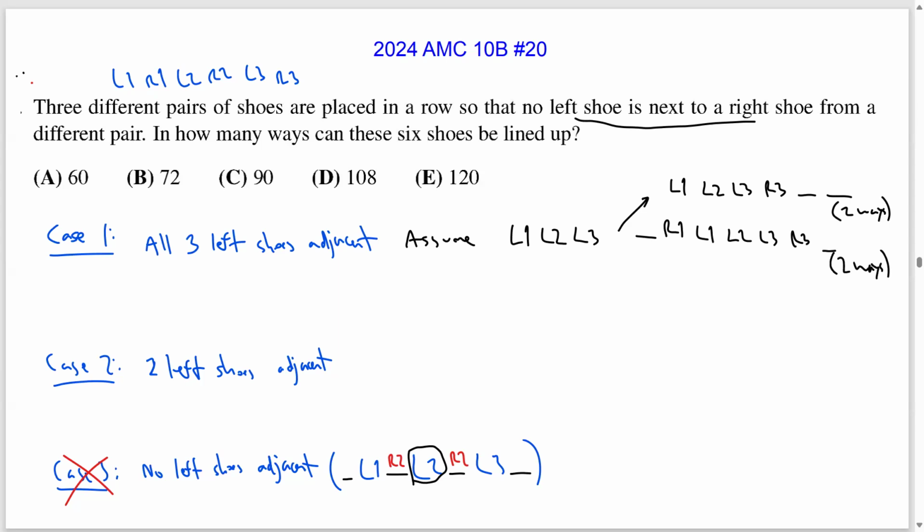Lastly, I can have R1, L1, L2, L3 with R2 and R3 on the left in either order. This will give 2 ways. So these are the only possible ways. This gives 6 ways where L1, L2, L3 are in that order. But remember, we need to multiply by 6, which is 3 factorial. So this gives 6 times 3 factorial, which gives us 36 ways for case 1.